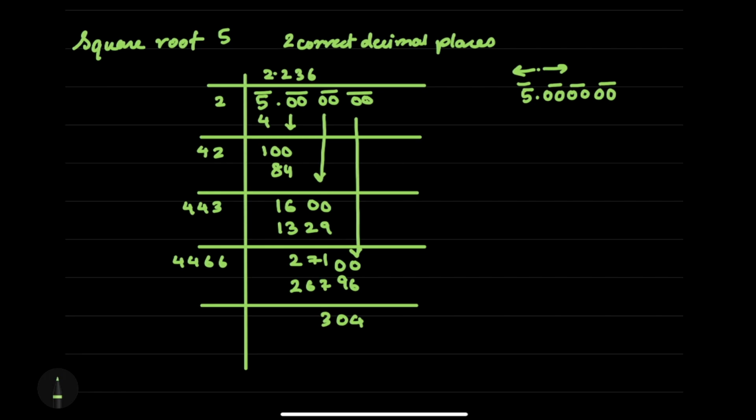So our approximate square root of 5 is 2.236. As we need it to be two correct decimal places, then we have the square root of 5 is 2.24. I hope you liked the video.